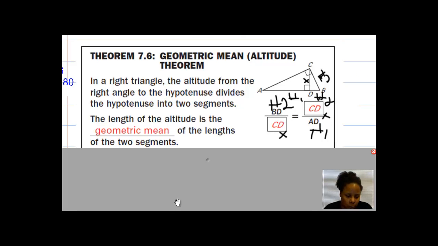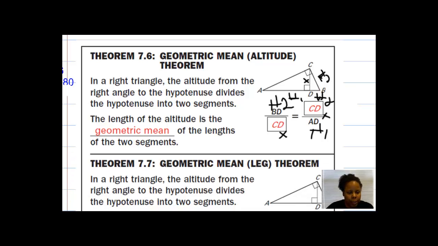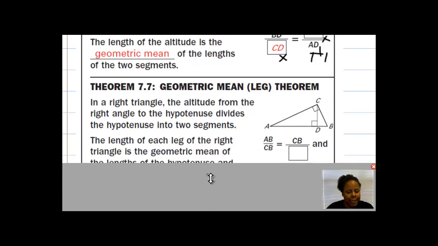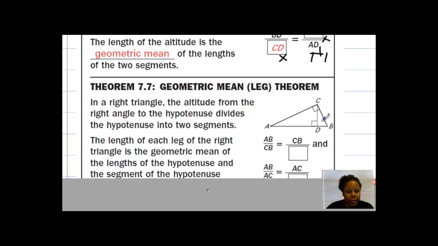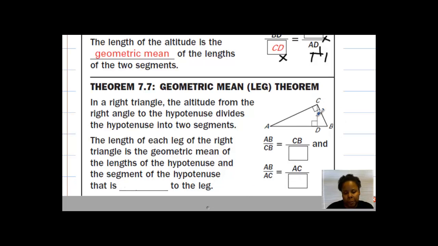So let's go back to our notes. Here we have the geometric mean leg theorem, which means the triangle is divided by the altitude into two similar right triangles. Therefore, CB, which is this leg, is the geometric mean of the entire hypotenuse and the piece of the hypotenuse that's adjacent to leg CB. So which part is that? If you said that part was DB, you'd be absolutely correct.